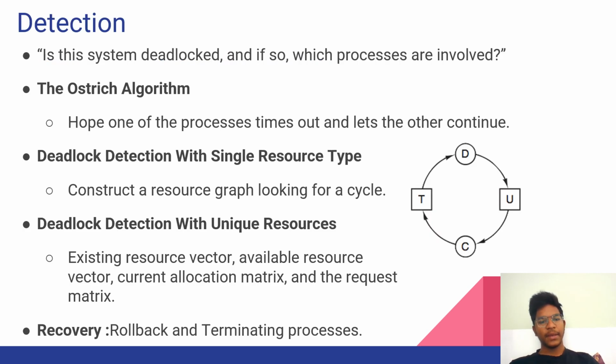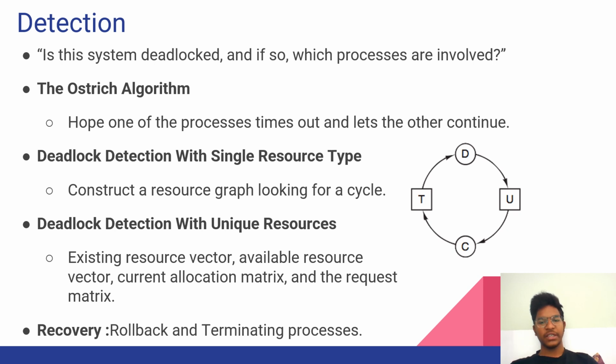Detection of the deadlock. Is the system deadlocked, and if so, which processes are involved? The ostrich algorithm: hope one of the processes times out and lets the other continue. This is the algorithm which ignores deadlocks.